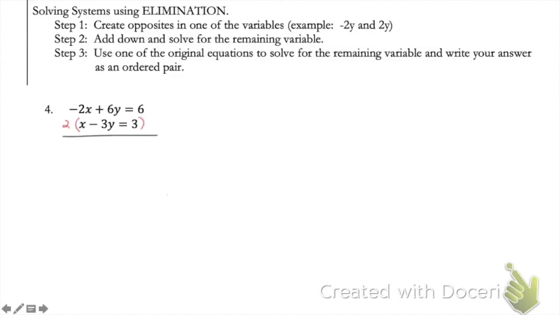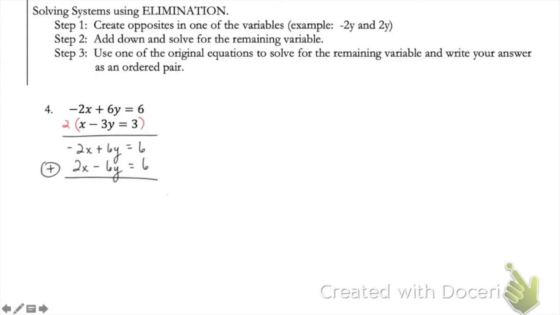I'm going to put parentheses around the whole equation and put a 2 out front. So I'm going to rewrite my first equation, negative 2x plus 6y equals 6, and then I'm going to distribute my 2 to the second equation. 2x minus 6y equals 6. Now I can add these equations together, the x's, the y's, and the numbers, to eliminate a variable.